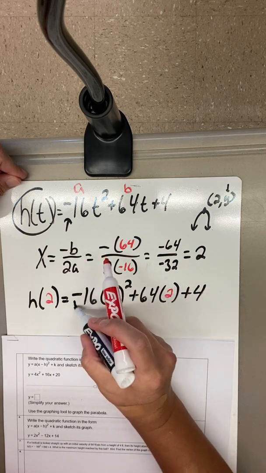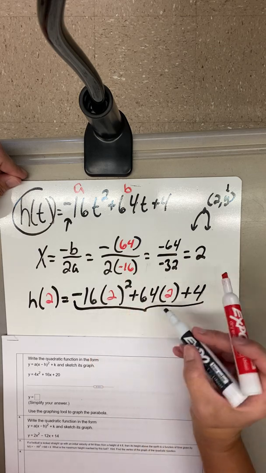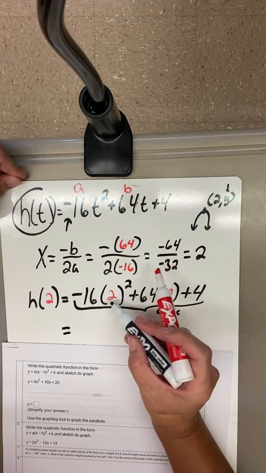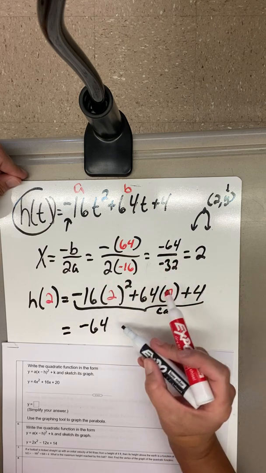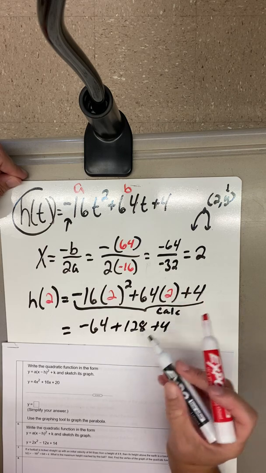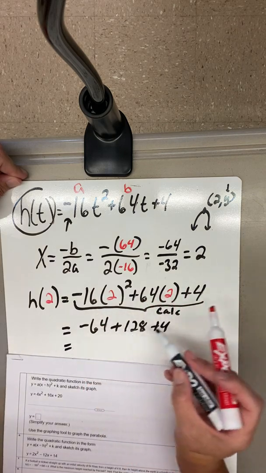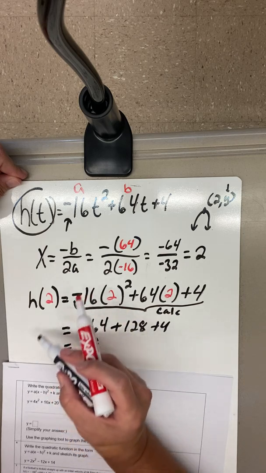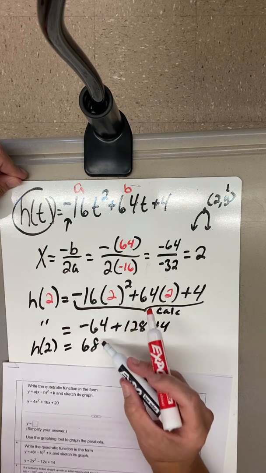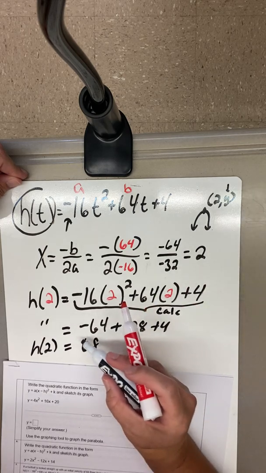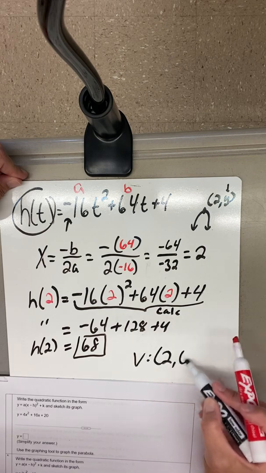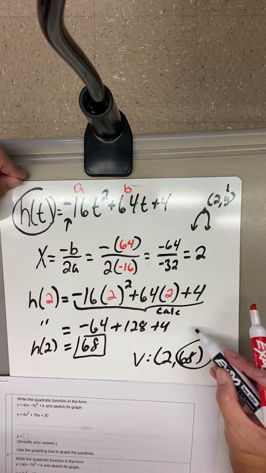Again, please, I encourage you to type this in the calculator. So 2 squared is 4. 4 times negative 16 is negative 64. 2 times 64 is 128 plus 4. This is going to be 64 plus 4. It's going to be 68. So when t is 2, at time 2, the height is going to be 68 feet. That's the y value of the vertex. The vertex is at 2, 68, and the y value is the max height.